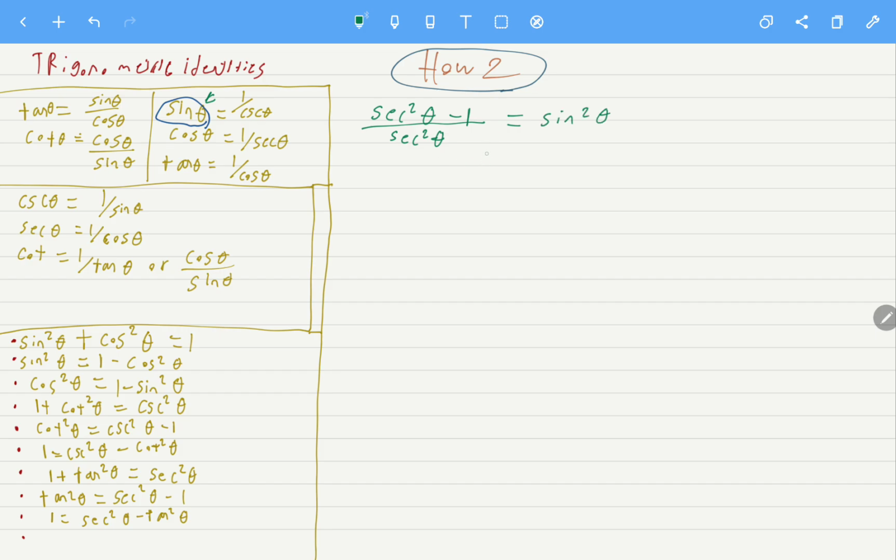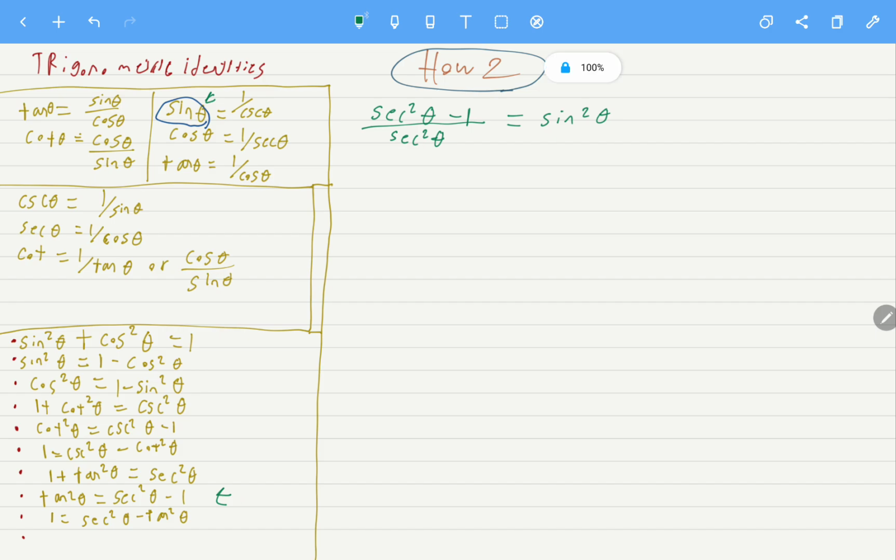All right, this might be hard at first, but it's actually really not. First you have to look back at your identities, but you have to solve so many of these that these identities will be imprinted in your brain. So first you look, okay, what is secant squared theta minus 1 equal to? Well, you would see that secant squared theta minus 1 is equal to tangent squared theta.